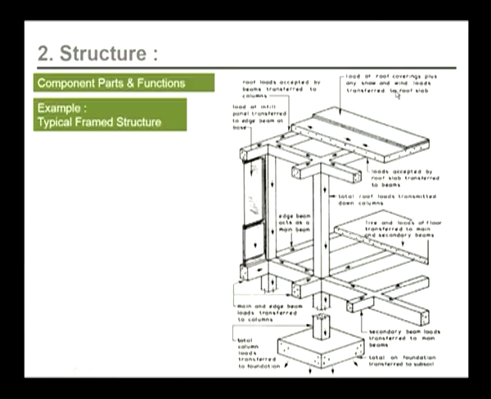The load of roof coverings plus any snow and wind loads are transferred to the roof slab. The roof loads are accepted by the beams, which are further transferred to the columns. The loads of infill panels are transferred to the edge beam at the base, that is here. The total roof loads are further transmitted down the columns to the lower frame. The live and dead loads of the floor are transferred to the main and the secondary beams. The main and the edge beam loads are transferred to the columns. The secondary beam loads are transferred to the main beams, and the main beams further transfer the load to the columns. The total column loads are further transferred to the foundation.